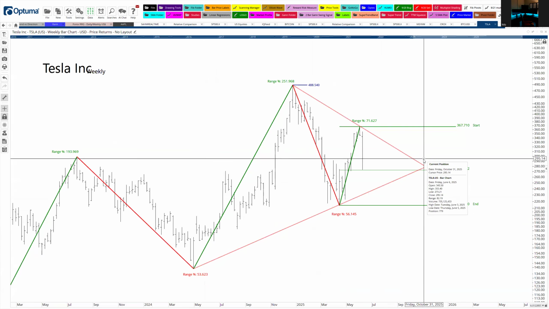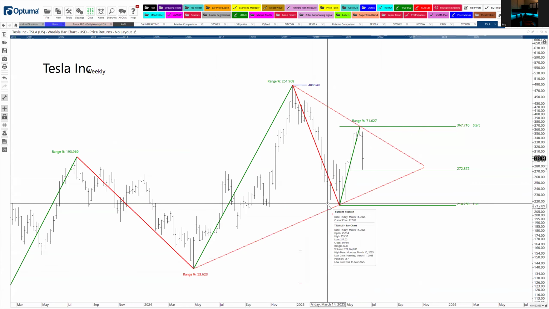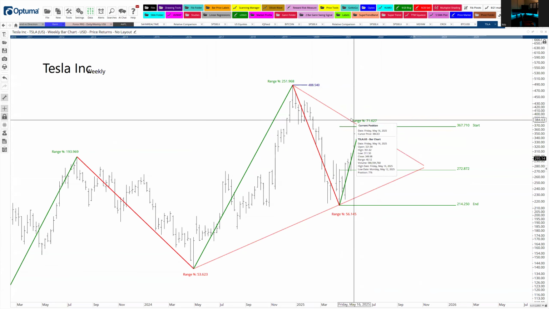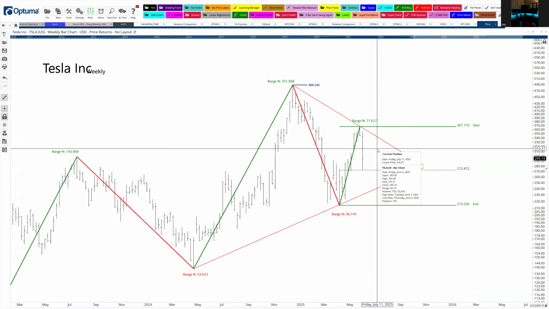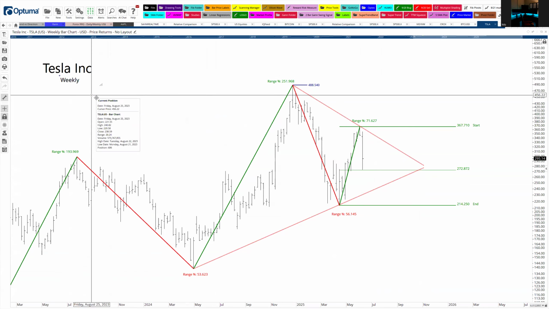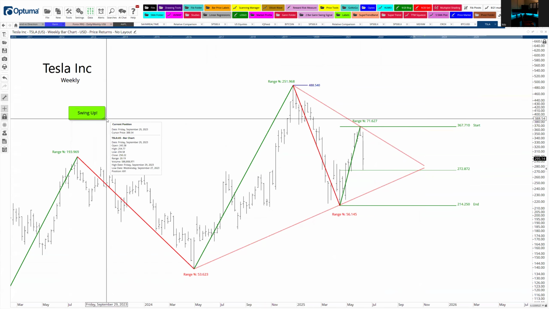So you just take these lows, and then you connect it from the all-time high to this low that we just failed. I mean, no, where the price backed off. So Tesla's swing is up.